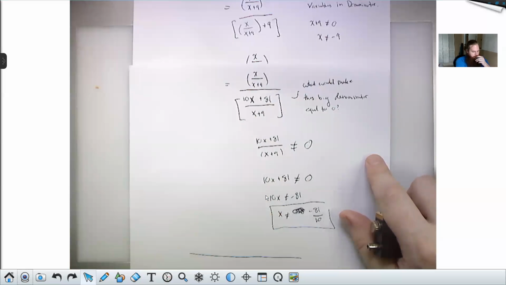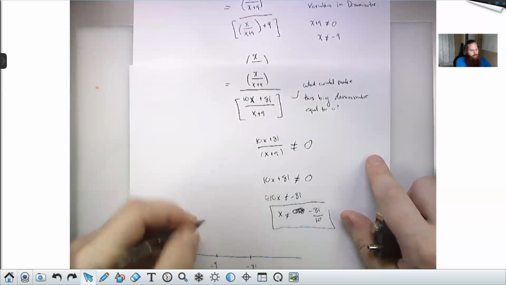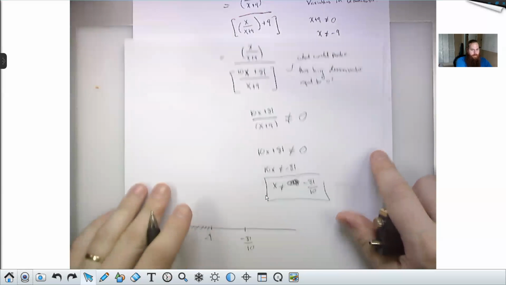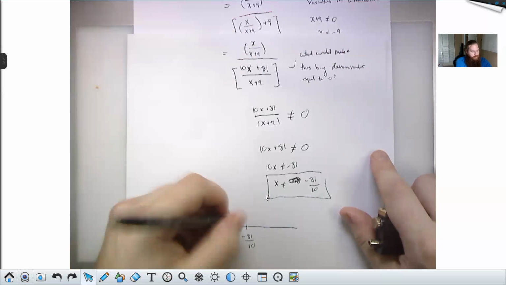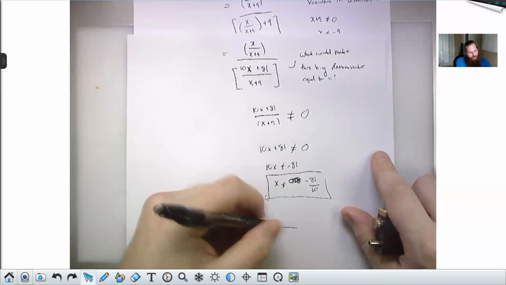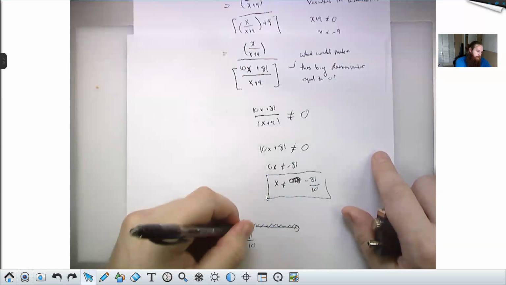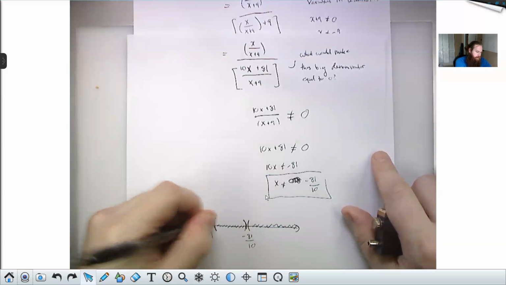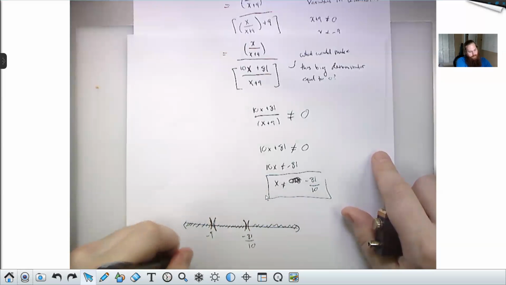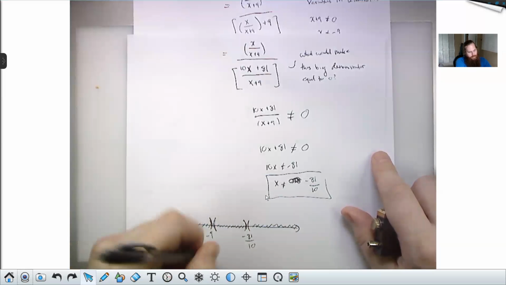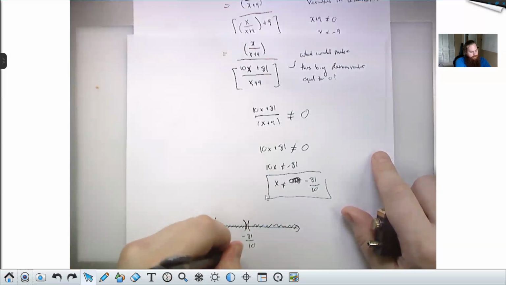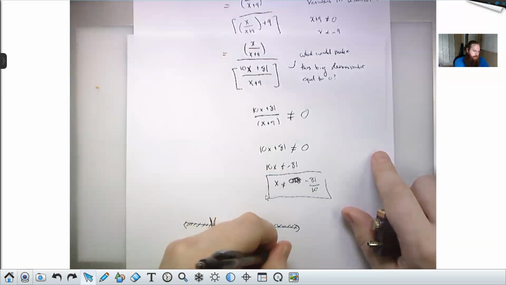So negative 81 over 10 is like negative 8-ish. So negative 9 is over here. Negative 81 over 10 is over here. Anything to the left of negative 9 is okay. Anything in between these guys is okay. And anything to the right of this guy is okay. So we're chopping this guy out, and we're chopping this guy out. So that's negative infinity to negative 9, union with negative 9 to negative 81 over 10, union with negative 81 over 10 to infinity.